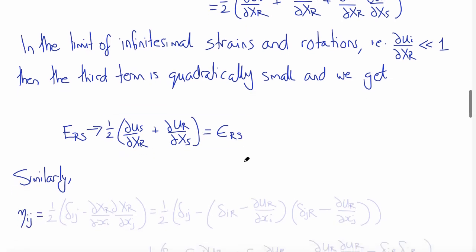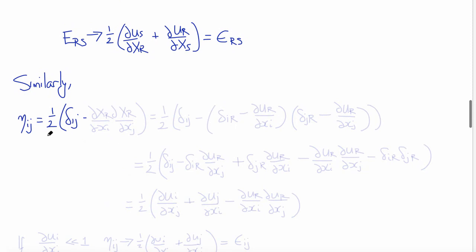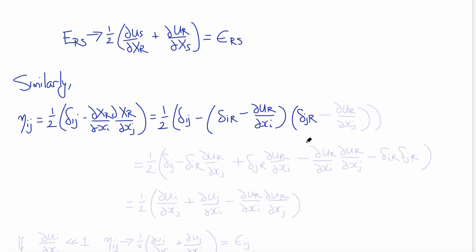Now we can do the same derivation, starting instead with the Almansi strain. Now we get 1/2 of (δij minus ∂xr/∂xi times ∂xr/∂xj), expanding now again in terms of the displacement gradients. These are the inverse of the deformation gradients, and so you can derive easily that they're equivalent to δir minus ∂ur/∂xi, and this term will be δjr minus ∂ur/∂xj.